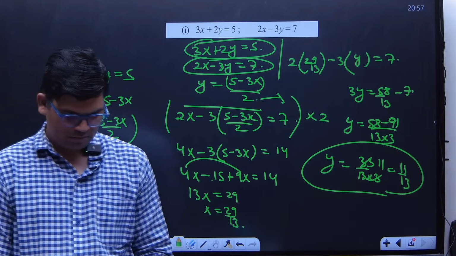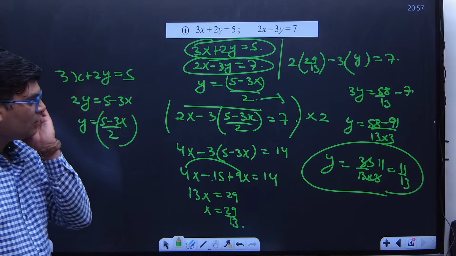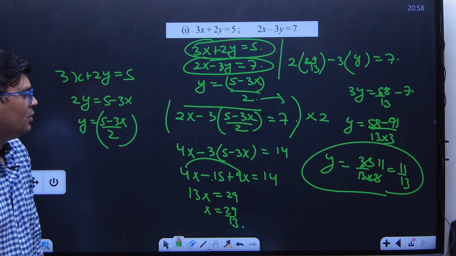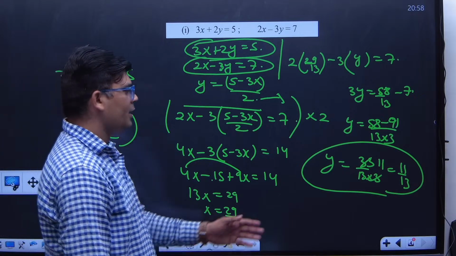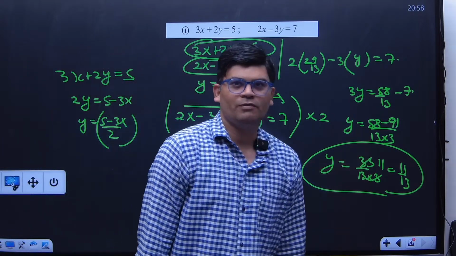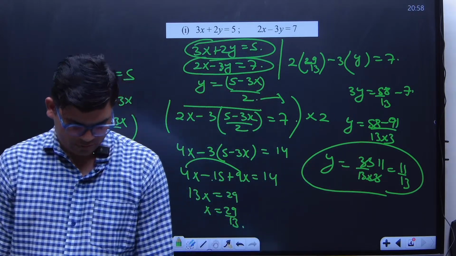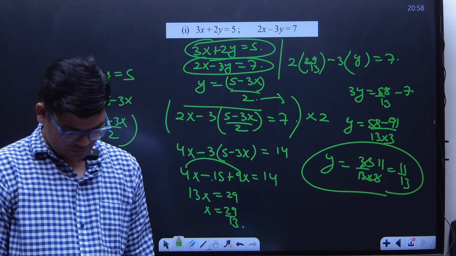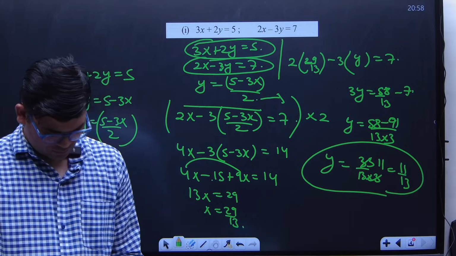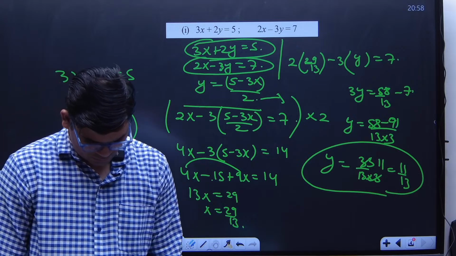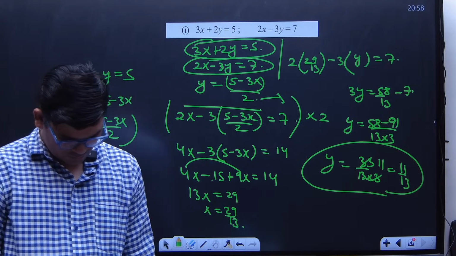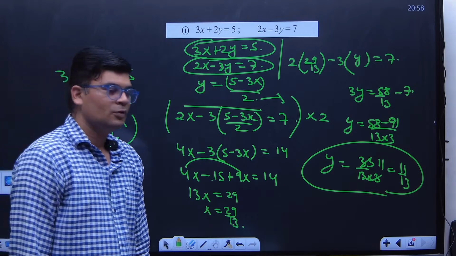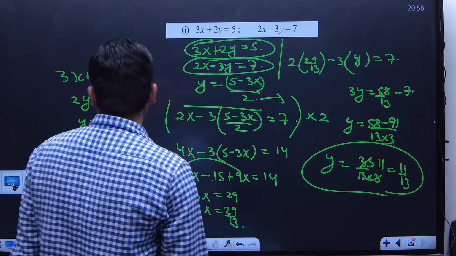So I got 37 by 39. 37? No, it should be 33 by 39, and if you cancel 3, it will become 11 by 13. Understood? Yes. Okay. Now we can check the solution as well.